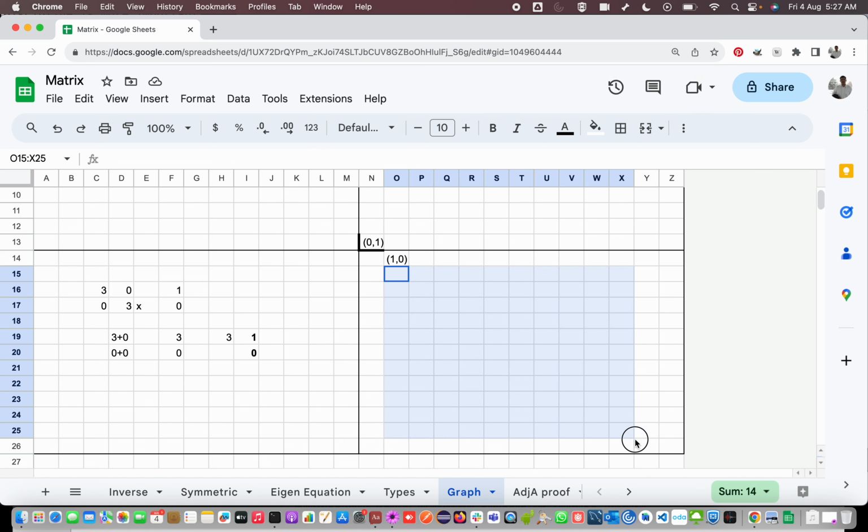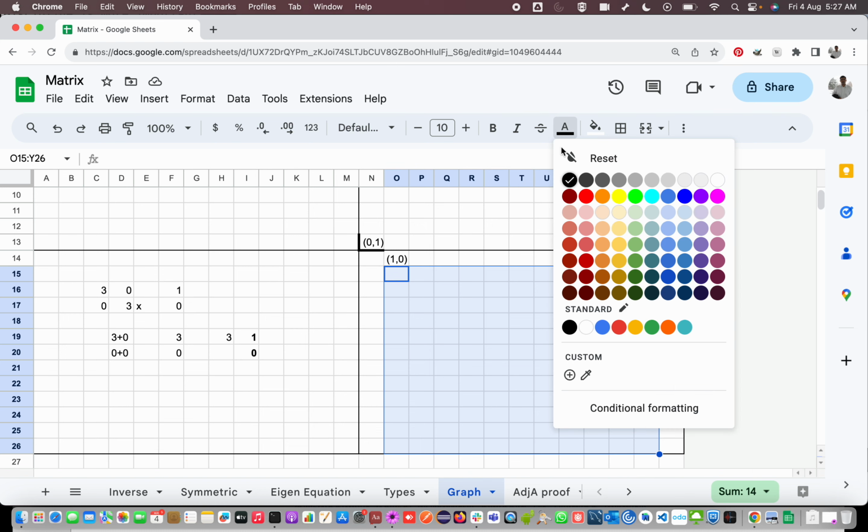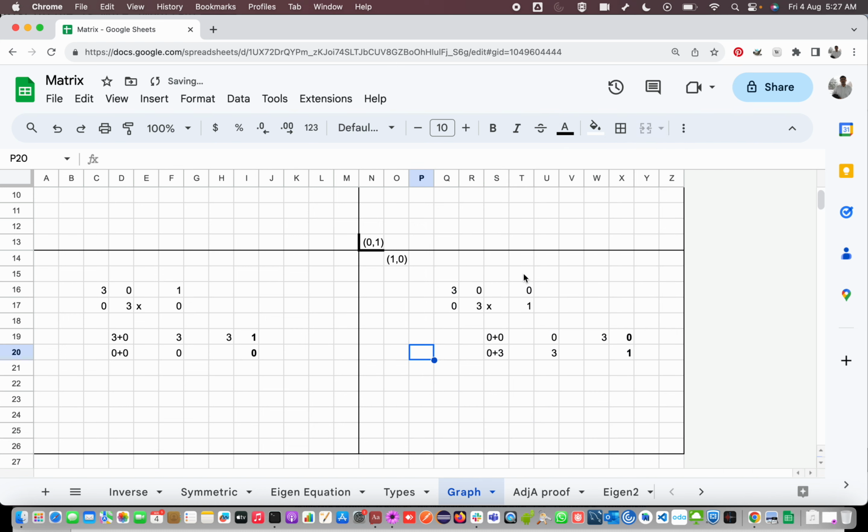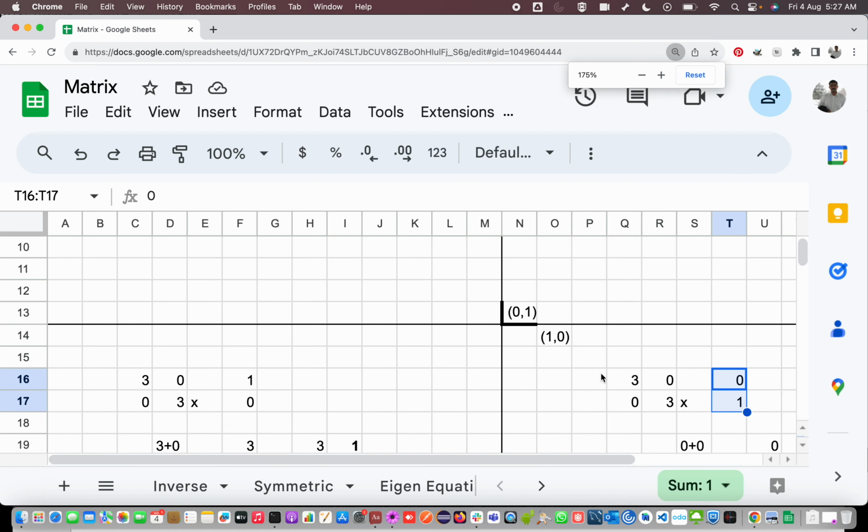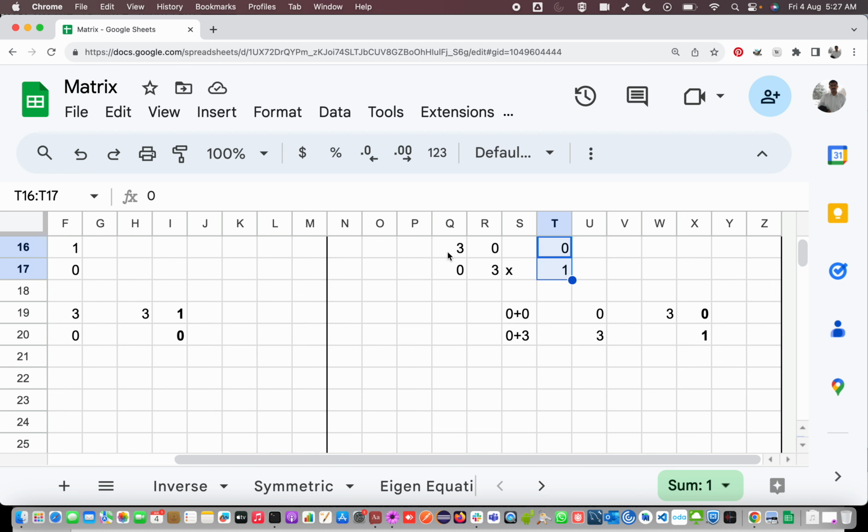So I have the y-axis calculation. This is 0 comma 1. Let me expand the font. My transformation matrix is here. I multiply it with 0 comma 1, I get 0 comma 3. This is 3 times 0 comma 1. So the initial vector and the final vector are the same direction, which means this is an eigenvector, and this 3 is the eigenvalue.